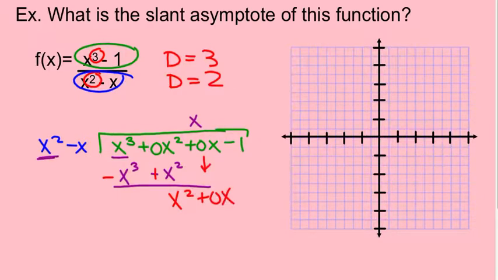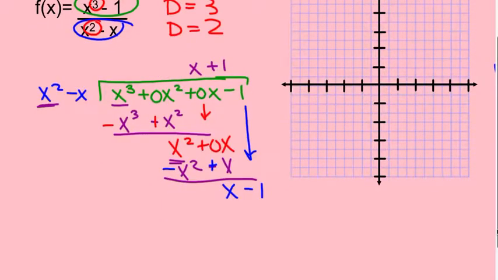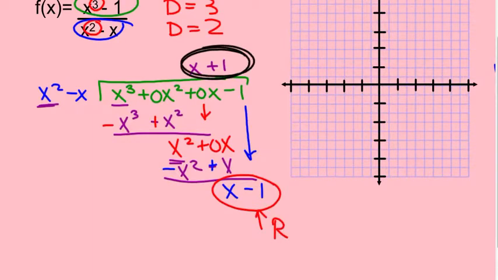x squared divides into x squared 1 time. Multiply it. We get x squared minus x. Change the signs, negative and positive. Now we get x. Bring down the last one. And it's too small. x squared cannot go into an x. So we say this is the remainder. So our answer is what's up on top.